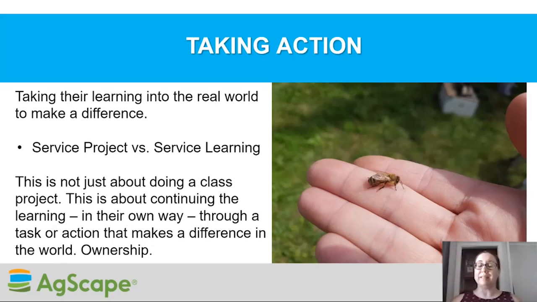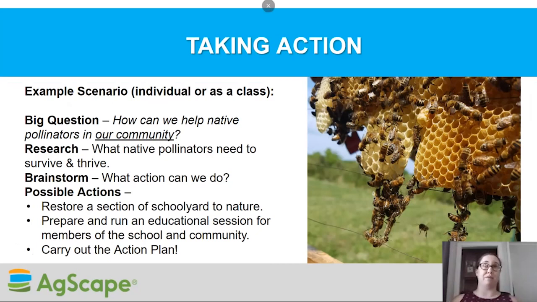So as an example here, let me just move forward. An example scenario: the big question may have been, how can we help native pollinators in our community? So it's a very geographically specific place. And then they would be researching things like, what do the native pollinators need to survive and thrive? What can we do to help them have the things that they need? What is already in place in our community?